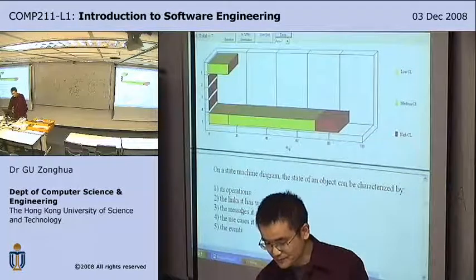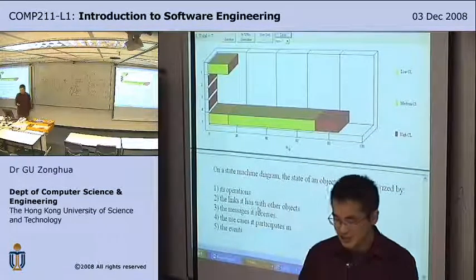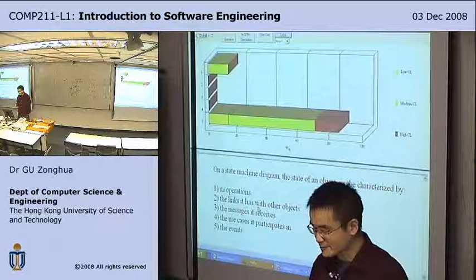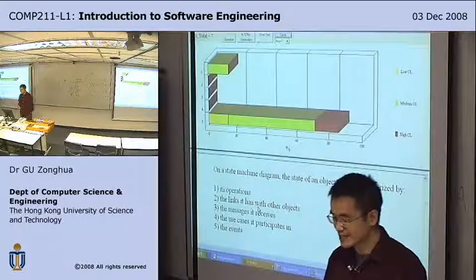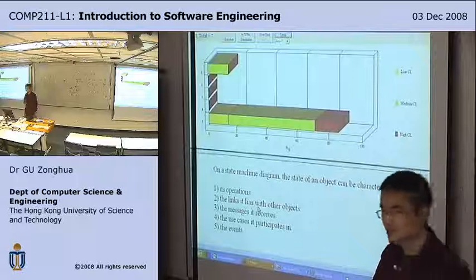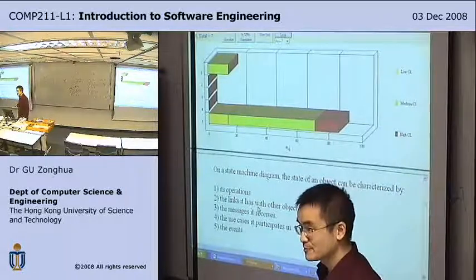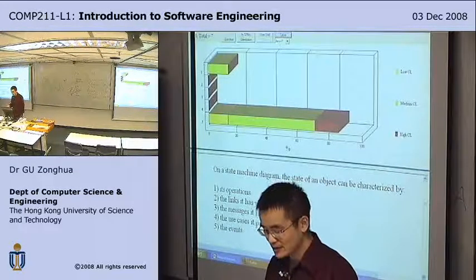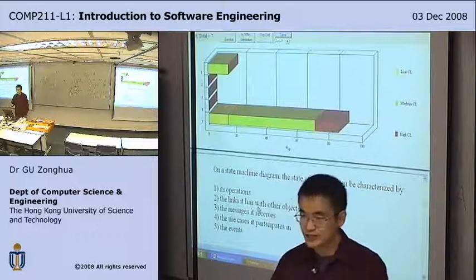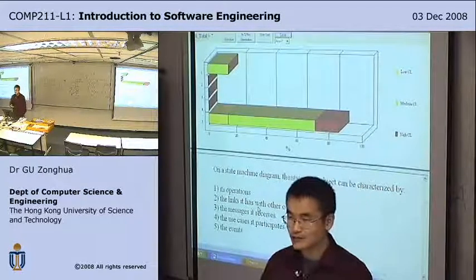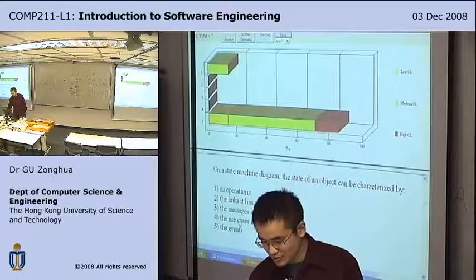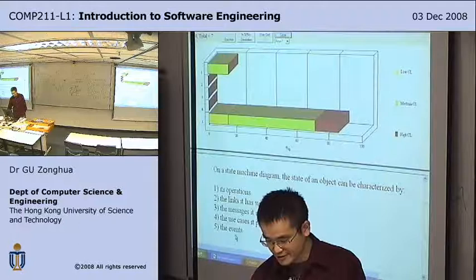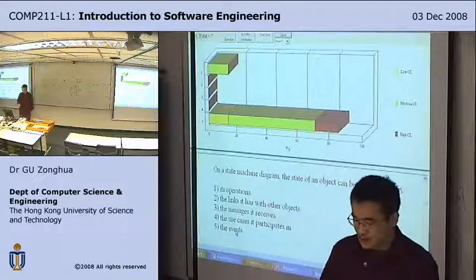So 3, the message it receives. That's not correct because the message it receives may drive the object to a particular state. So state may be determined by the messages, but it's not characterized by it. Characterized means that you call this object in a particular state because of the attributes or links. The use cases it participates in, that's not correct. The events, that's similar to 3.